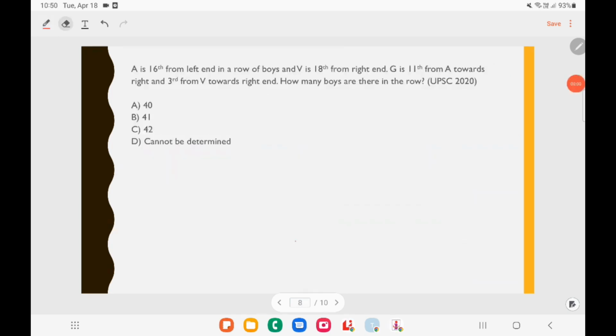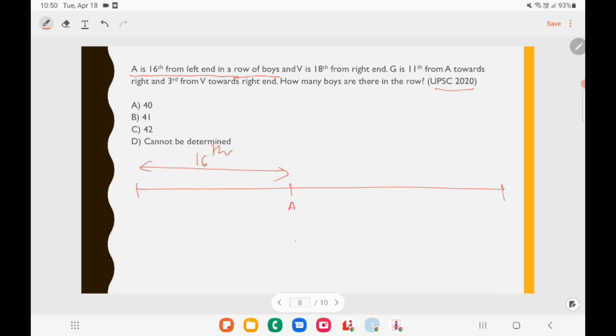Okay. So now let us take a different question from UPSC 2020. So this is a question about arrangement in a row. So now let's read the question. A is 16th from left end in a row of boys. So I am drawing a row like this. And let's say A is here. So A is 16th from left end. So A is like this.